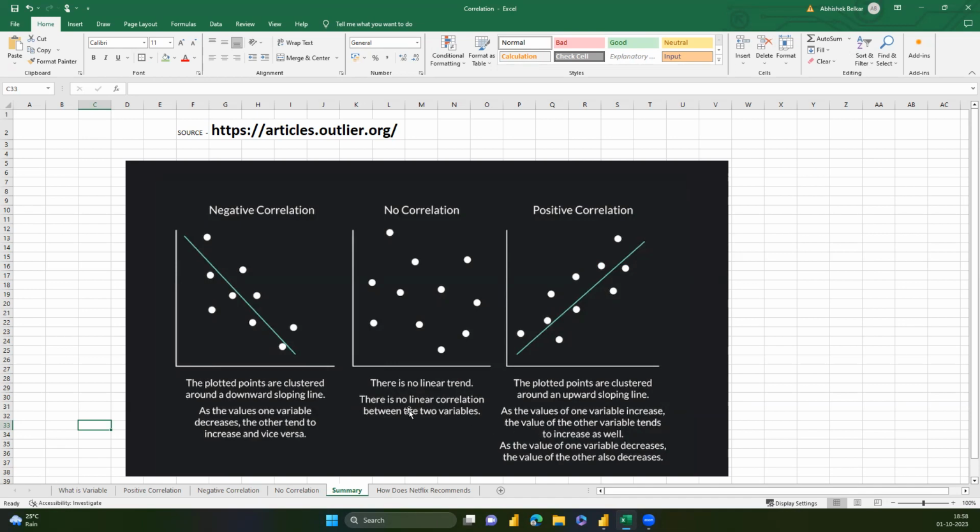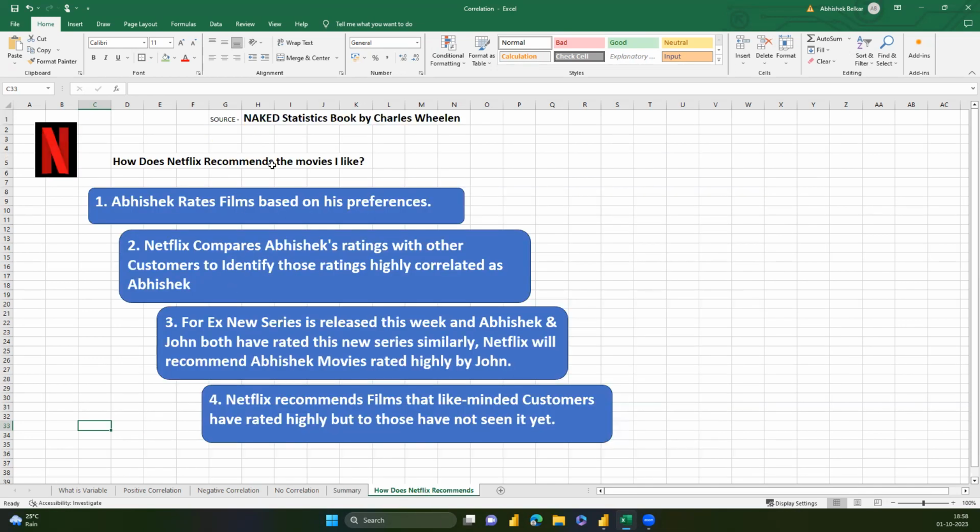Now that we understood correlation a little bit, let's try to see a real world use case of correlation. Okay. So the real world use case is by Netflix. I have taken this example from the book Naked Statistics by Charles Wheelan. So how does Netflix recommend the movies I like, right? We all know Netflix and we all watch movies there. So it makes sure that if I like a certain movie, it recommends me another movie which I would presumably like, right? So it is based on my ratings.